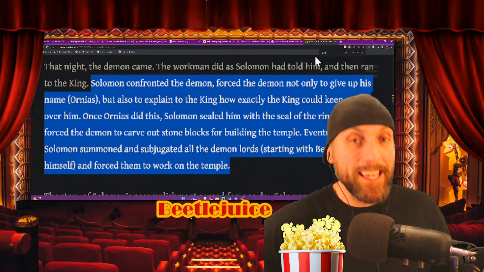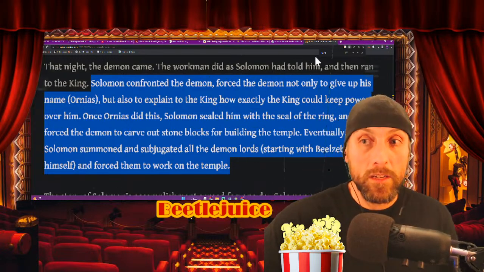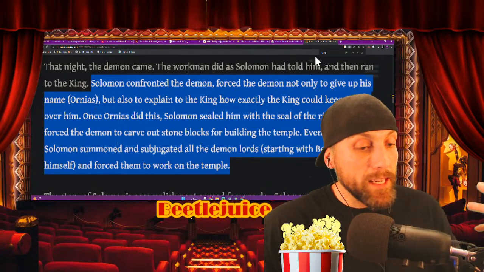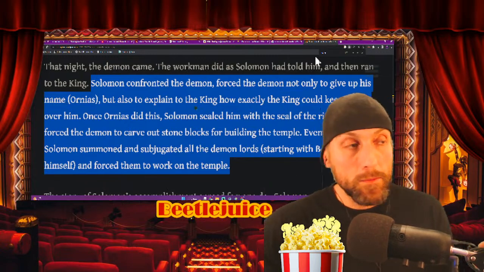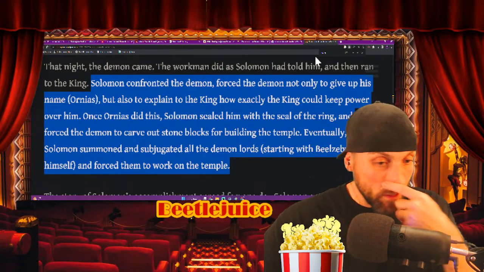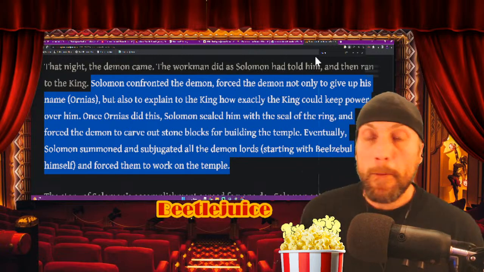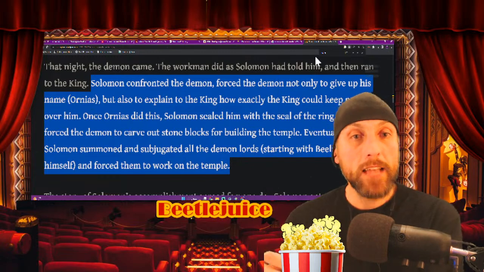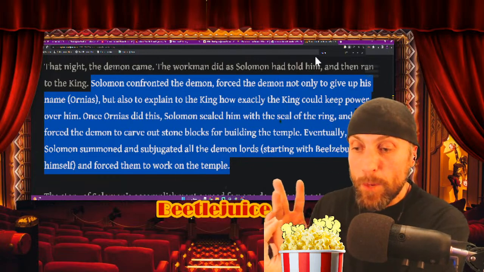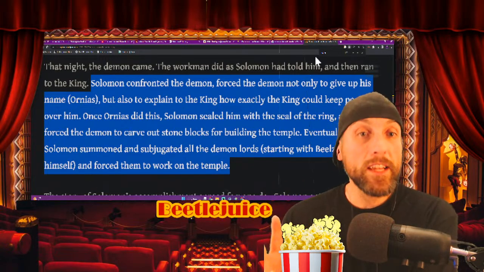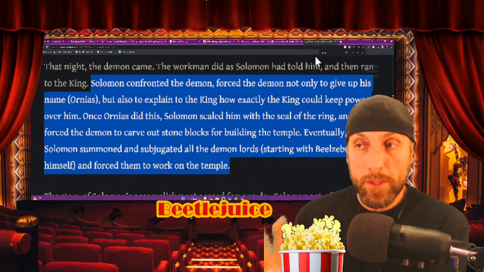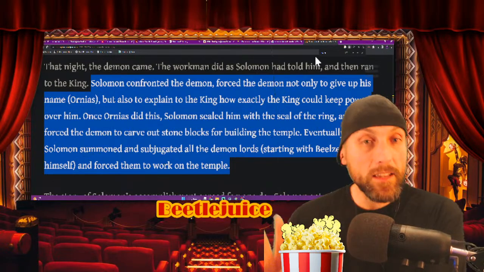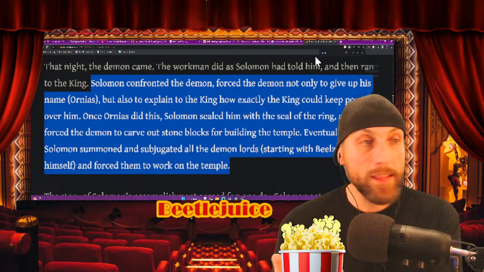There was a famous, legendary king named Solomon, the son of David. Solomon had been given magical artifacts, specifically three, one of them being his ring of power, right? What he would do is he would call upon different demonic entities and they would be forced to do whatever he said, right? They were under his complete control and power. And he asked them first what their name was. Right? That was super important.